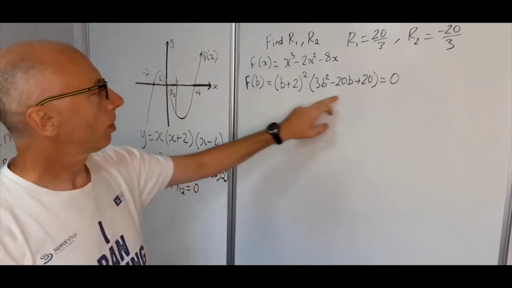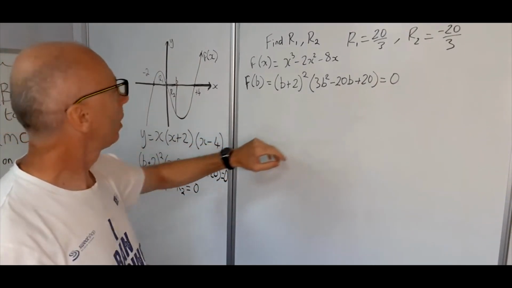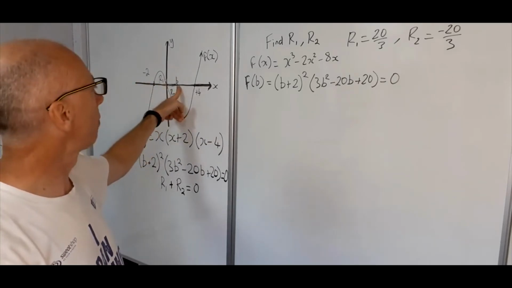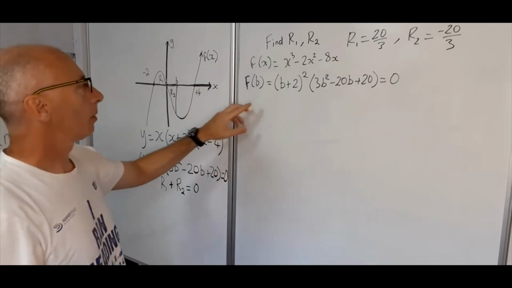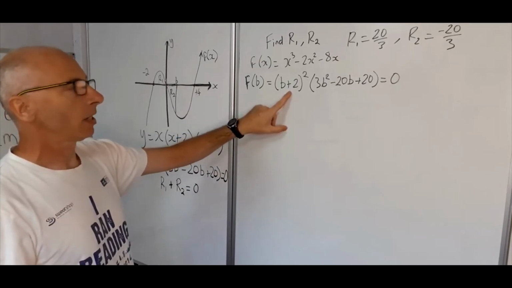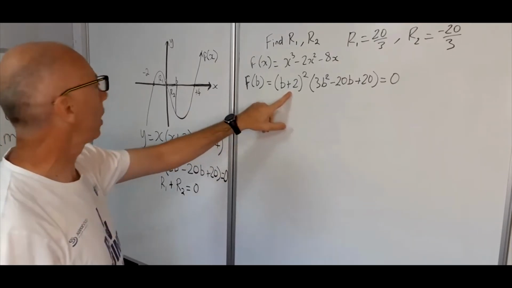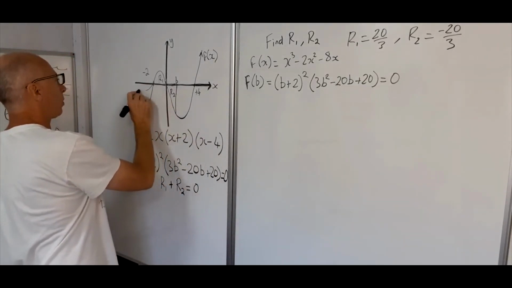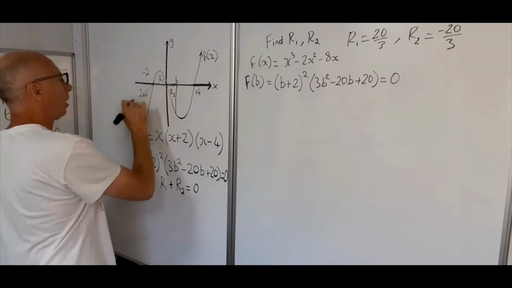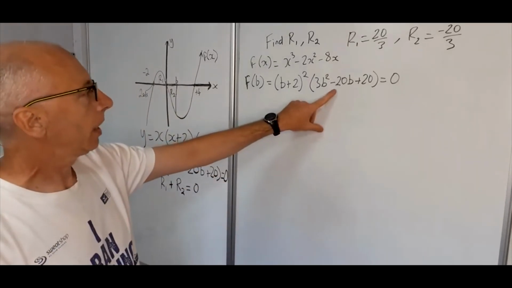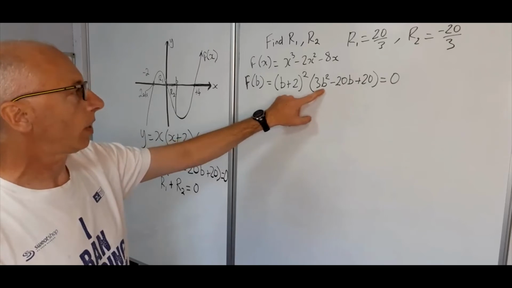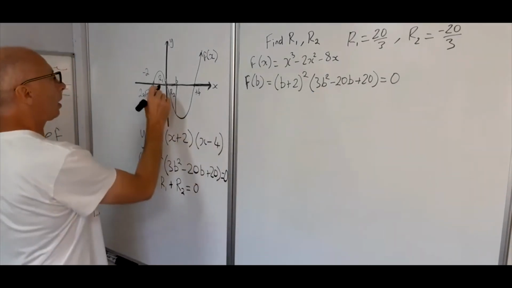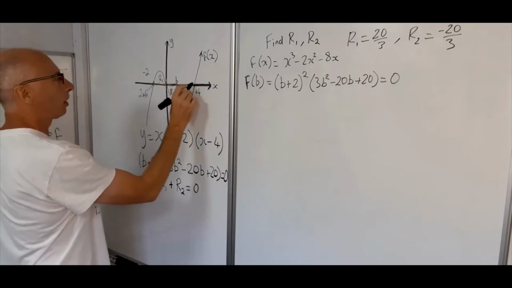So there's solutions to this for B, which will give us the intercepts, and hopefully one of them will correspond to this one. So (b + 2) squared, that means there's two solutions, and b is minus 2. So it's going to correspond to here. So there's two solutions there. Okay, now for the next solution, we need to solve this quadratic, and we're going to hope that one of the solutions is somewhere in between 0 and 4.